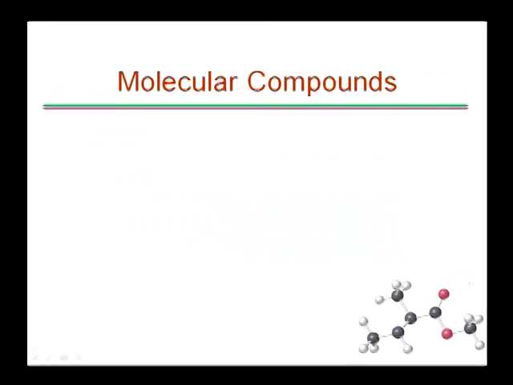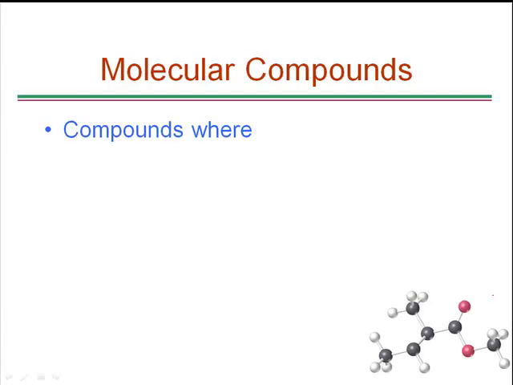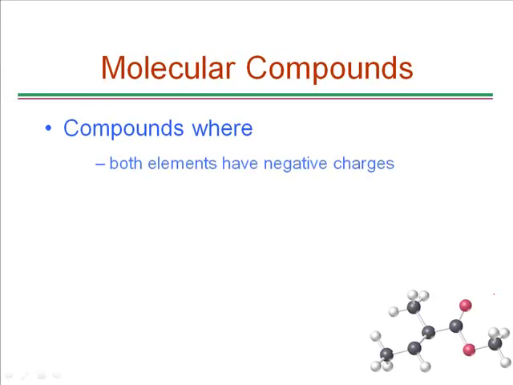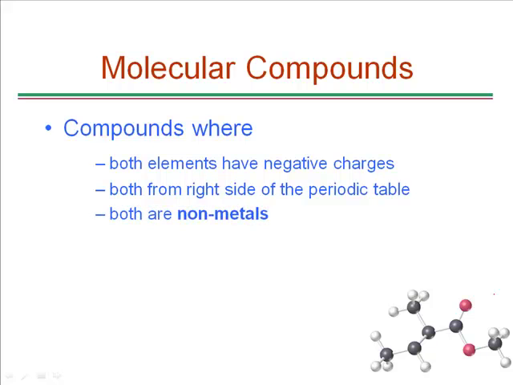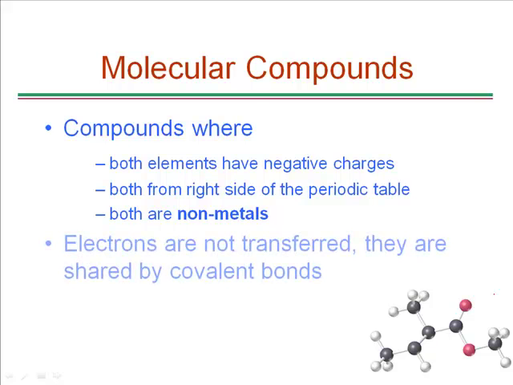So what are molecular compounds? Molecular compounds, or covalent compounds, so there's two names, molecular and covalent are synonymous. Molecular compounds are compounds where both elements have negative charges, both elements come from the right side of the periodic table, above the staircase, and both are nonmetals. Molecular compounds, or covalent compounds, is when the electrons are shared. They're not transferred, so then no ions are generated.